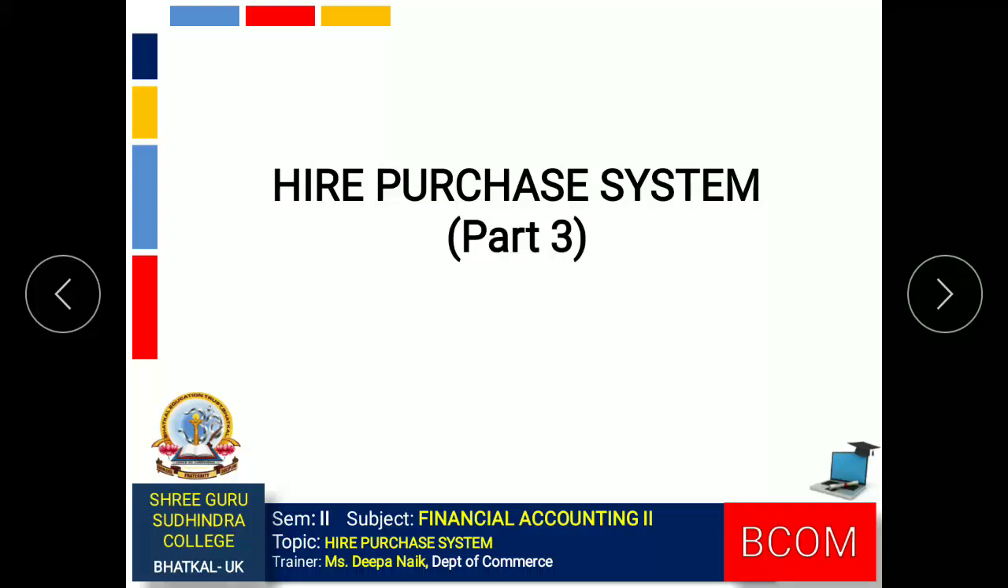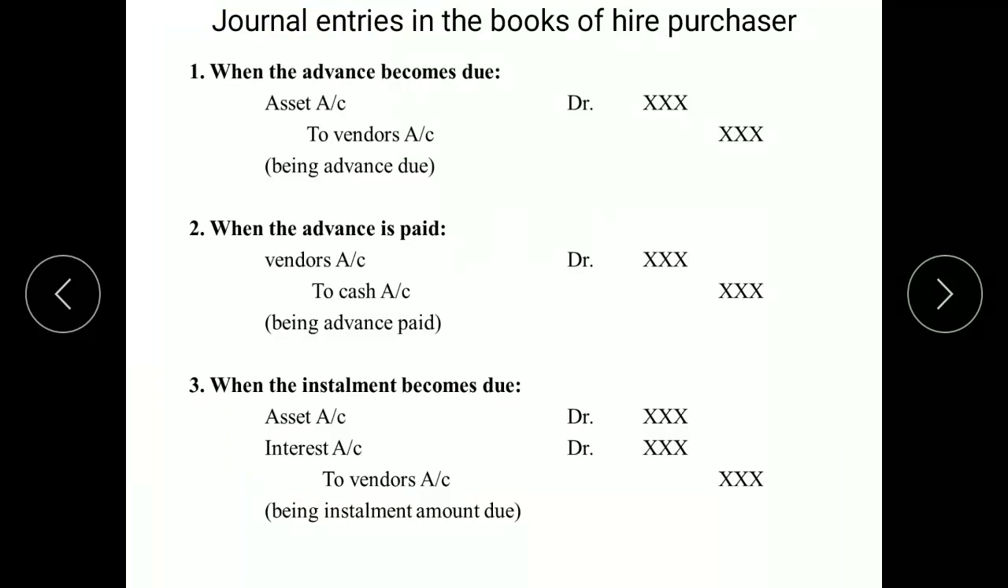Course BCom second sem, subject financial accounting, topic hire purchase system. In this part of hire purchase system, we will be looking at the journal entries in the books of hire purchaser and in the books of hire vendor. And we will also look at the ledger accounts which are to be prepared in the books of hire purchaser and hire vendor. First, journal entries in the books of hire purchaser.